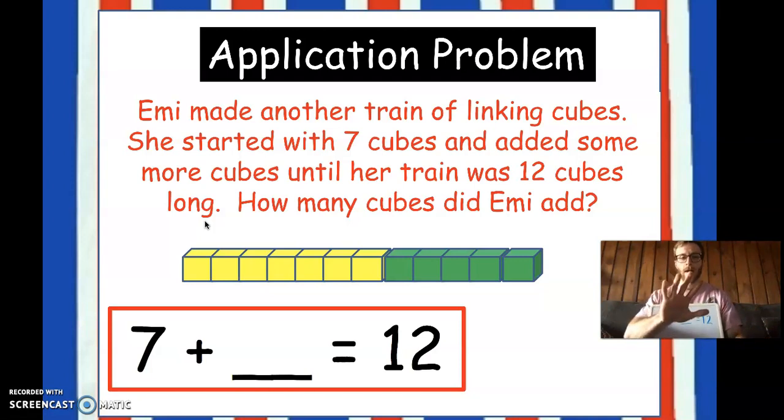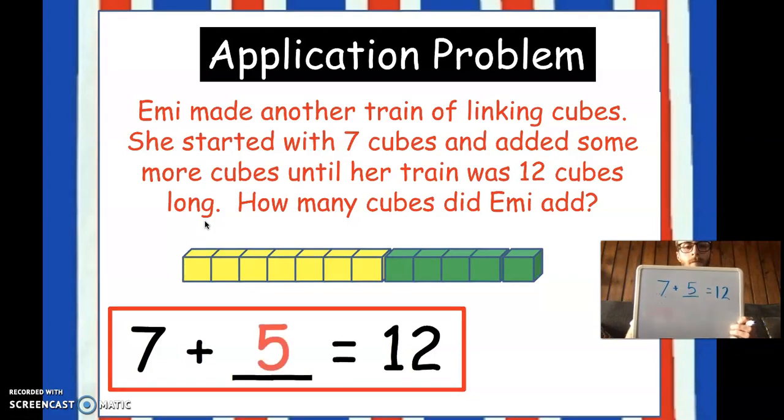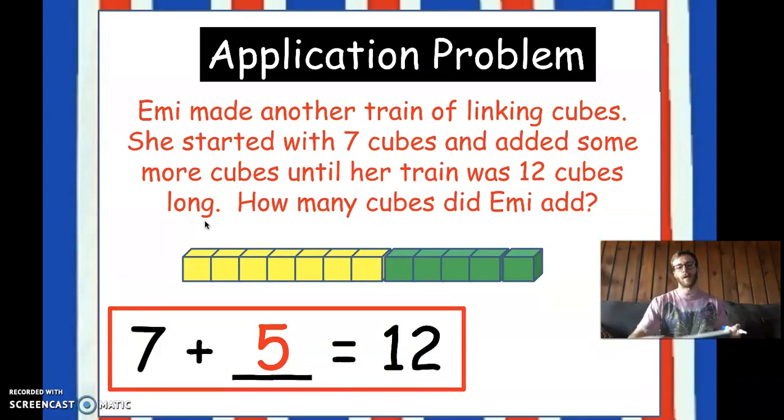Now, how many did I add? I added 5. So it must be 7 plus those 5 equals the 12 that she ended with. Boom. There's the answer. I was right. I hope you were too. There's our warm-up problem, and now we're going to move on to the rest of the lesson.